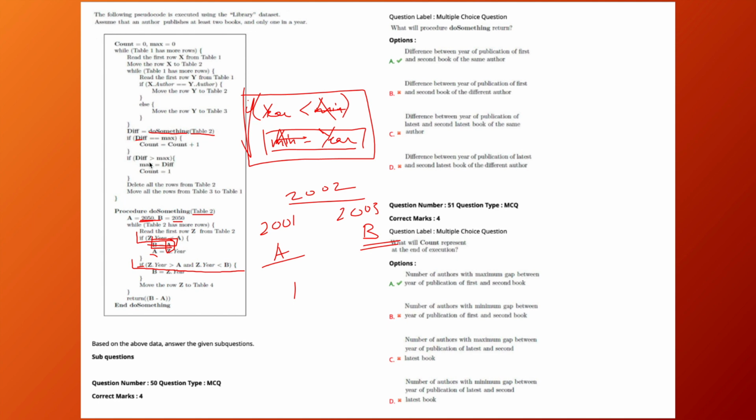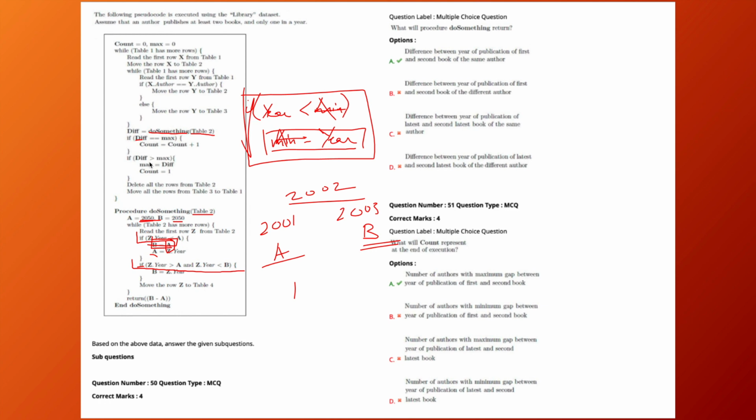So we understood that because you have this gap, there is a gap in the years that this person is writing his books, which means that in this particular case, we want to find out the maximum gap that an author has had between publishing 2 books, right? So because of that, the correct answer, as you can see from the options, is option A, which says the difference between year of publication of first and second book of the same author.